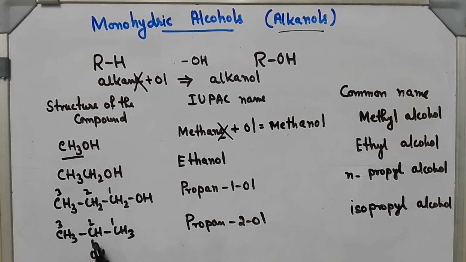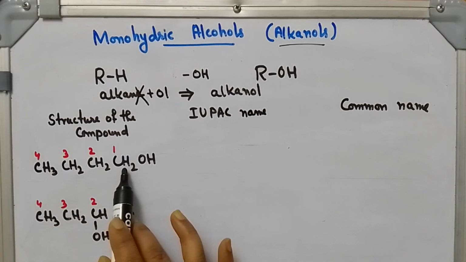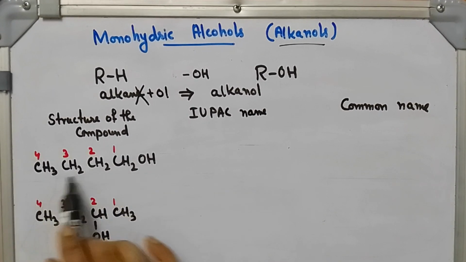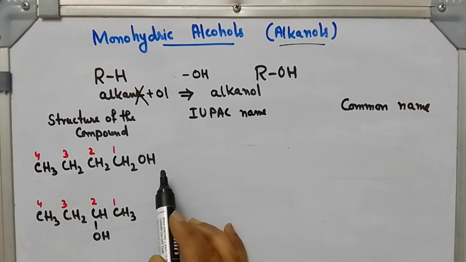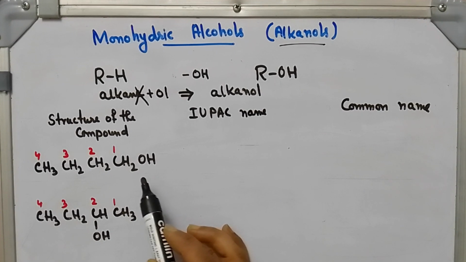Okay, so here the position of the hydroxy group is at position 2. So it is propan-2-ol and its common name is isopropyl alcohol. Now see for this compound, this is the parent chain. The parent chain has 4 carbon atoms, and remember the carbon atom which is attached with the hydroxy functional group should get the minimum number.